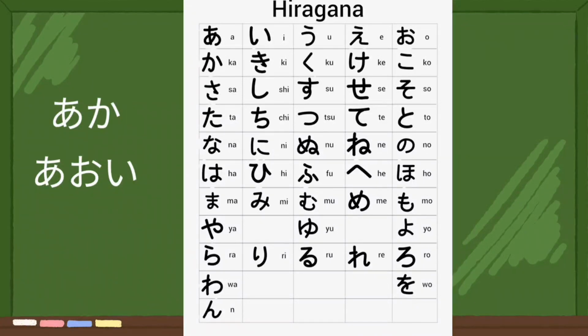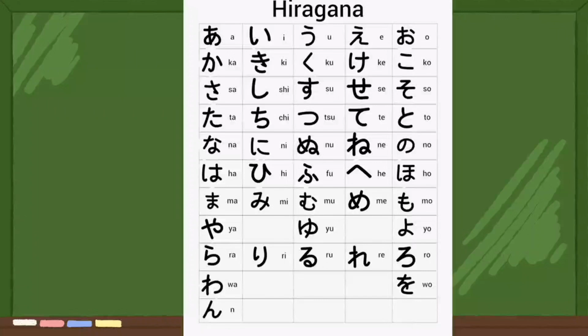Now what about the second word? If you have read it as aoi, then you are correct. Aoi means the color blue. So in this video, we learned what hiragana is, and some basic Japanese words like kuruma, aka and aoi, and what they mean. In the next video, we will cover dakuten, handakuten and hopefully a katakana chart.